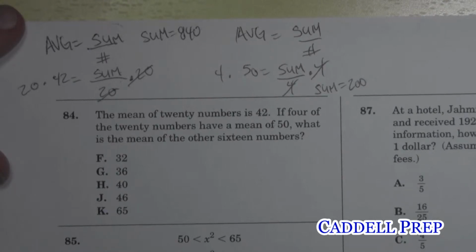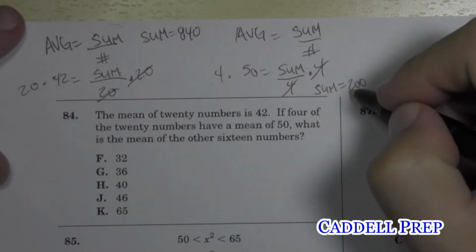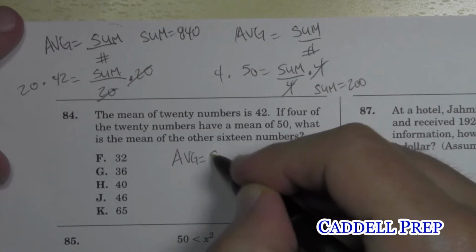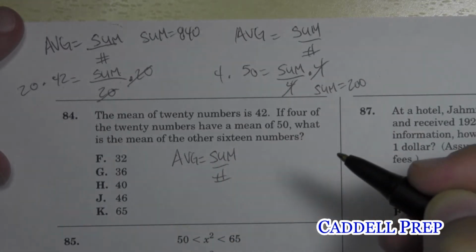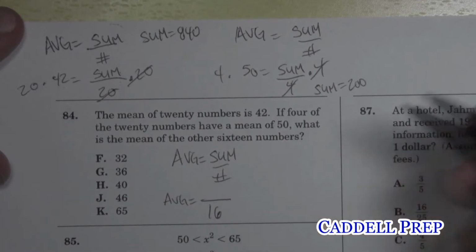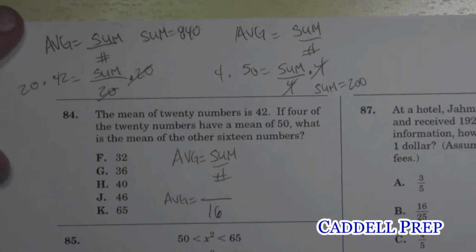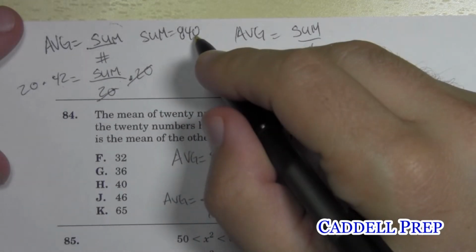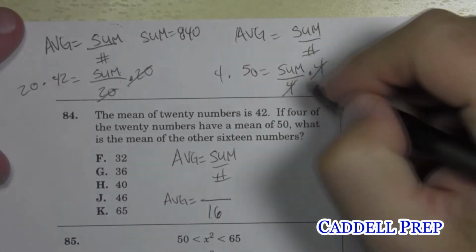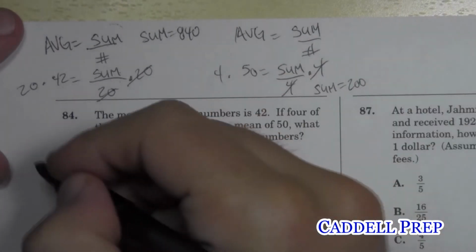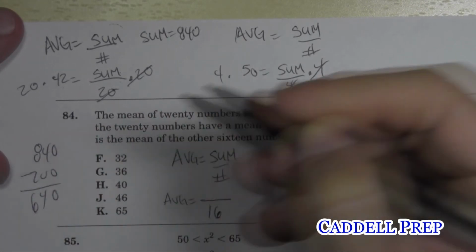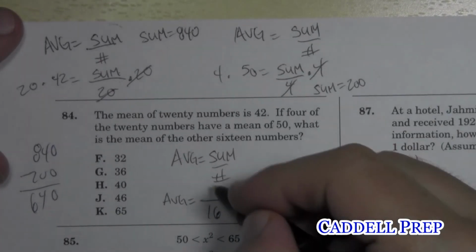So the sum of all 20 numbers is 840, and then the sum of 4 of the numbers is 200. And then I want to know the average of the other 16. So we have average equals sum divided by the number. The average equals the sum divided by 16. So the question is, what is the sum? All 20 add up to 840. 4 of them add up to 200. So the other 16 add up to the difference between the two. So if we just do 840 minus 200, we get 640. So we'll put that in here.